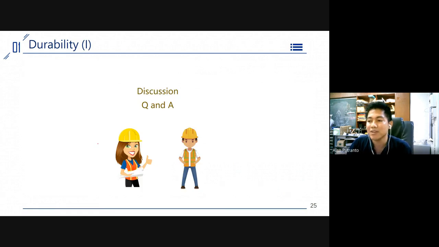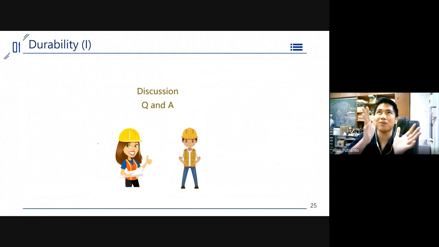Now maybe we can take a break, but first I will have maybe 3 to 5 minutes for discussion to end our physical deterioration section. After this part, we will talk about the chemical deterioration process in concrete. Okay, is there any question?